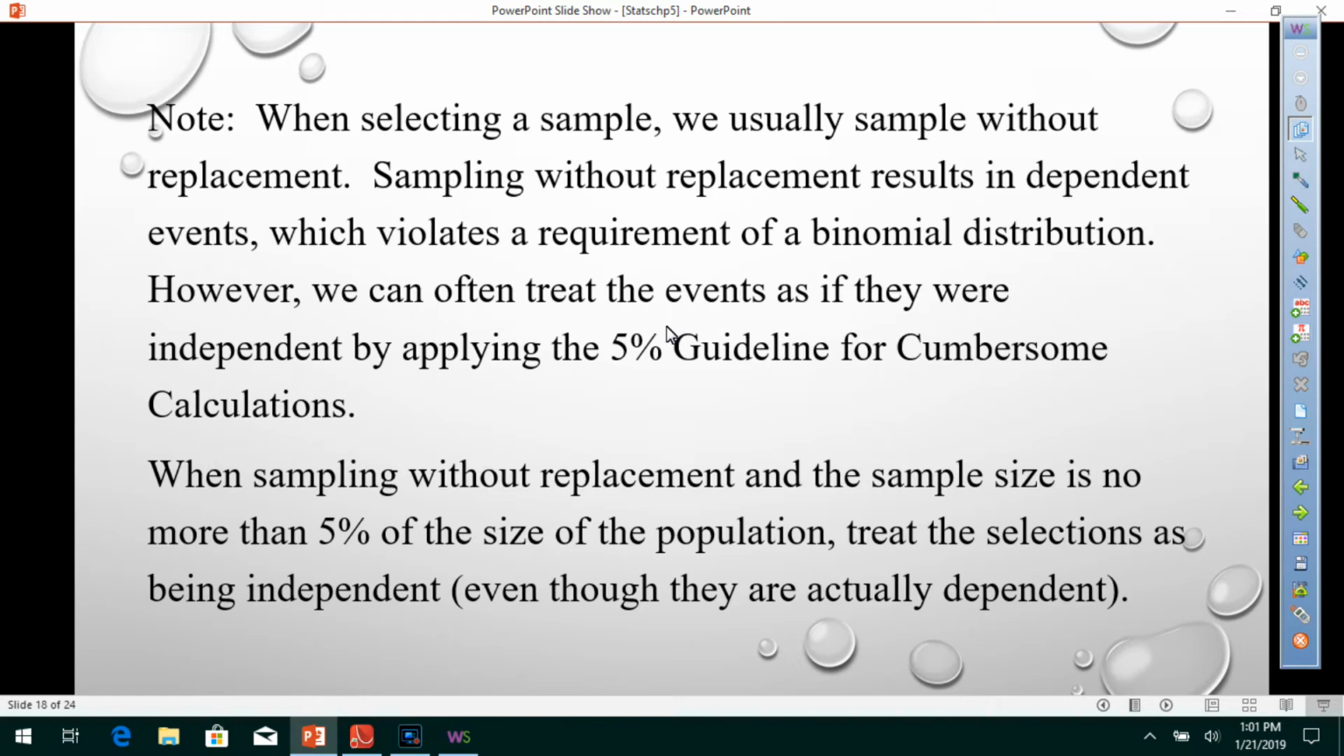When selecting a sample, we usually sample without replacement. Sampling without replacement results in dependent events, which violates a requirement of a binomial distribution. However, we can often treat the events as if they were independent by applying the 5% guideline for cumbersome calculations. When sampling without replacement and the sample size is no more than 5% of the size of the population, treat the selections as being independent, even though they are actually dependent.